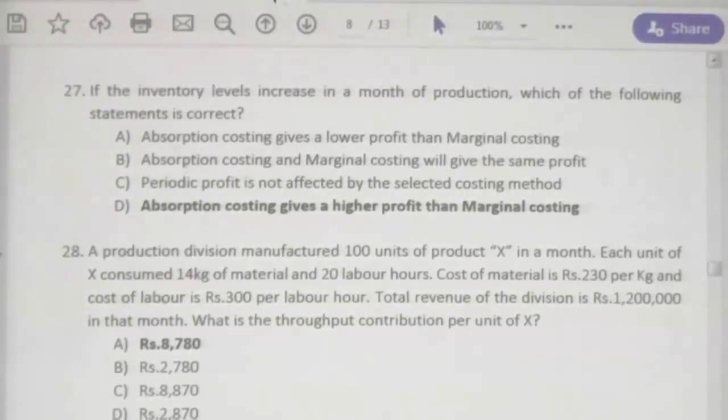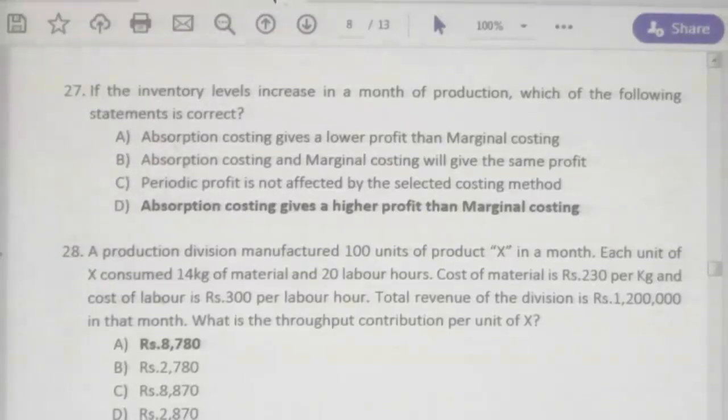Now read question number 27, which is again a theoretical question. Right, I think you have read the question. Question number 27.